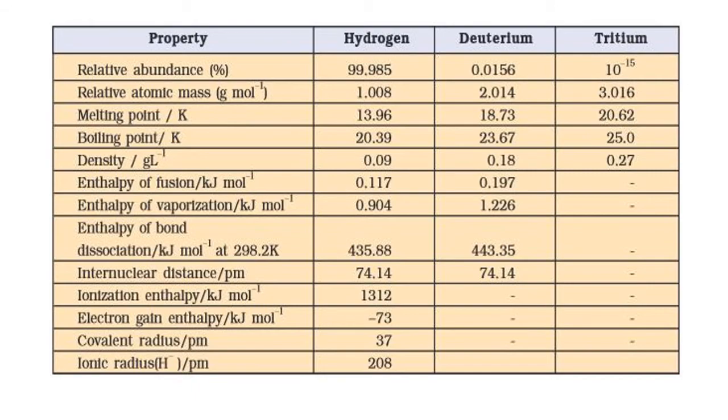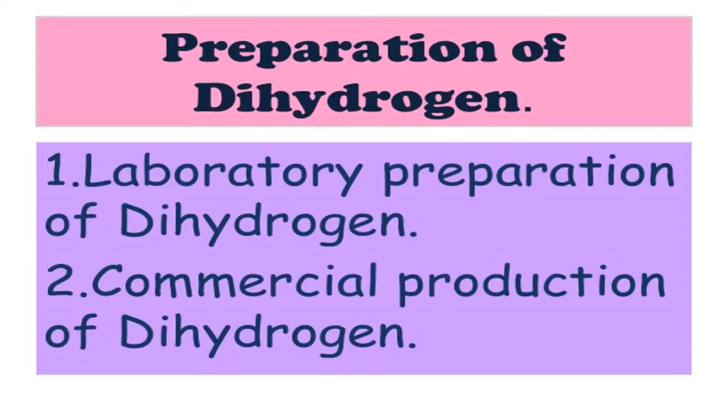Now let us go to the preparation part of hydrogen. Hydrogen is prepared in the laboratory as well as in the industry. In the laboratory it is on a small scale, whereas in industry it is the commercial way, or large scale, for industrial applications. One by one we learn.